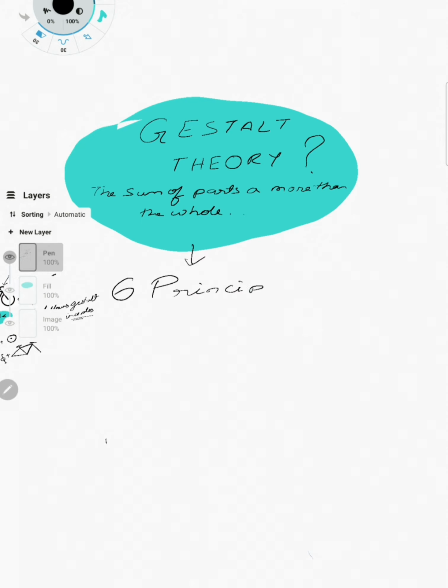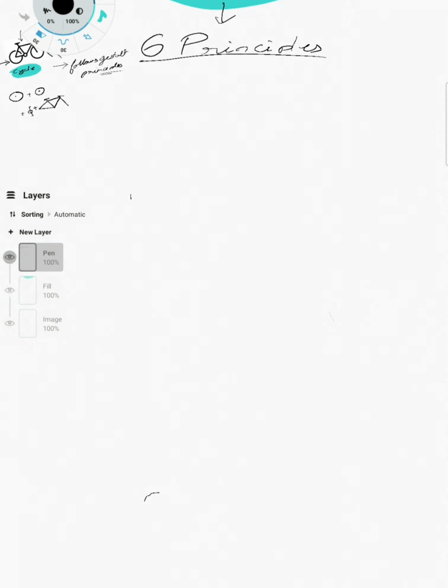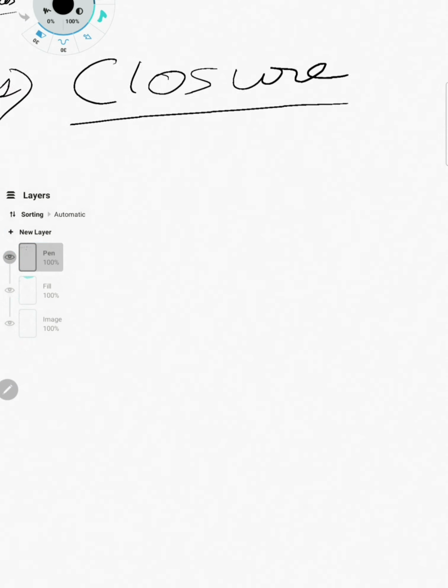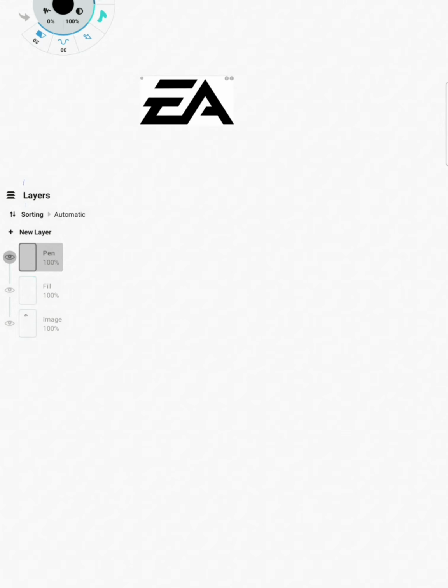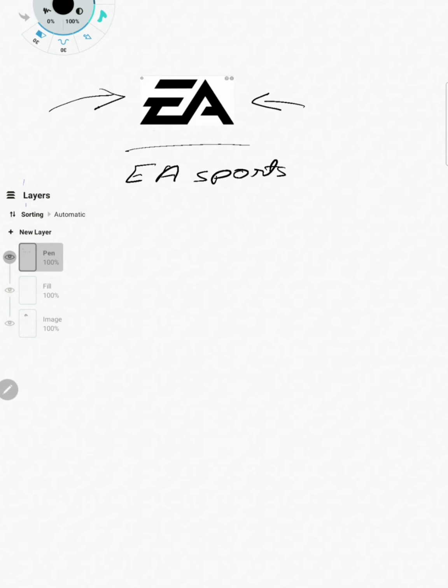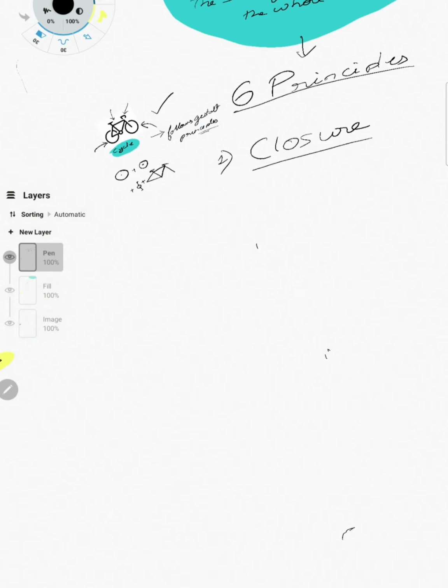Now the Gestalt theory has 6 basic principles. The first principle is closure. Now, let's take the example of the EA Sports logo. You'll see the E in EA is not complete, although we perceive it as a whole.